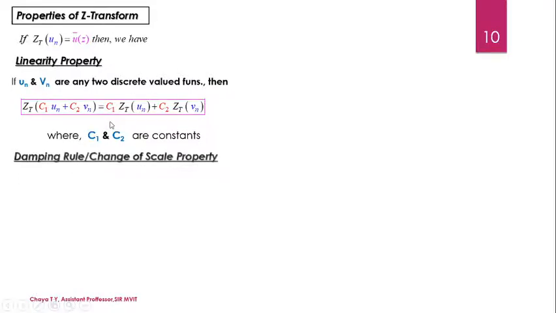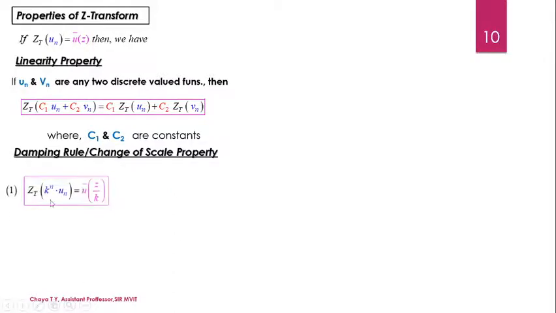Now let us see the next property. We call it change of scale property or damping rule. Now what is this property here? Observe the statement. If you want to find the Z transformation of any sequence un associated with a term of the form k to the power n, that means the transformation of k to the power n un is given by the expression u bar of z divided by k.